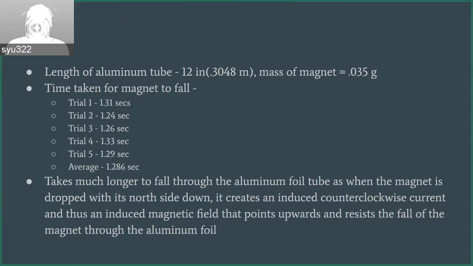And it takes much longer to fall through the aluminum foil tube when the magnet is dropped with this north side down compared to its south side, as when it's dropped with this north side down, it creates an induced current in the counterclockwise direction in the tube, and thus this induced current in the tube creates also an induced magnetic field that points upwards, basically the opposite direction of the magnet falling through the tube, and resists the fall of the magnet through the aluminum foil. If the magnet was dropped with its south side down, the opposite would happen, a clockwise current, and the induced magnetic field would point downwards and would help the magnet to fall through the tube.